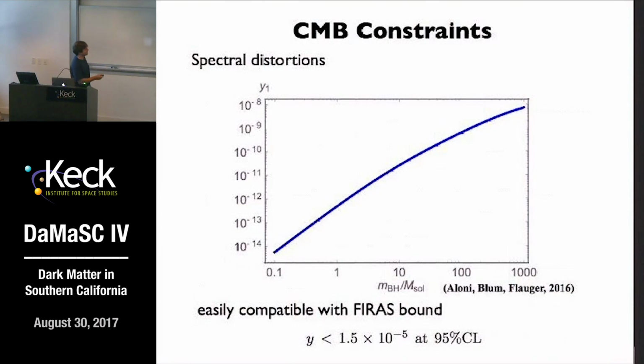So they're at the level of 10 to the minus 8, which you should compare to the FIRAS bound, which is at the level of 1.5 times 10 to the minus 5 at 95% confidence level. So there's really no significant constraints on these black holes from spectral distortions, not with FIRAS, but also not with proposed CMB missions. I mean, as people probably know, PIXIE wasn't selected, but also other ideas would have a hard time testing these kind of signals from the primordial black holes. So spectral distortions is just not really the way to test for these primordial black holes.